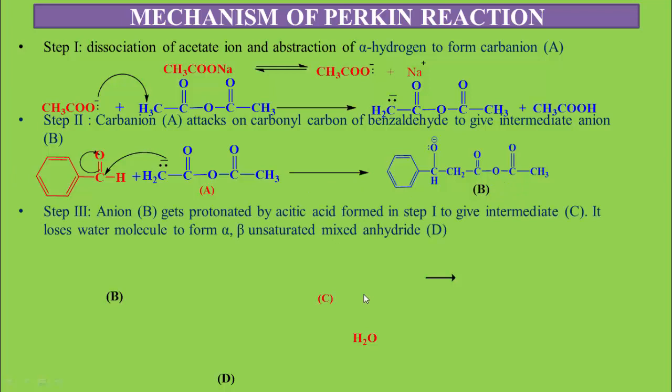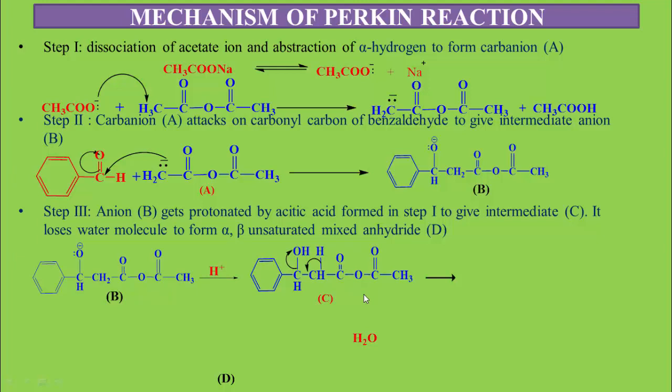Then step three: anion B gets protonated by the acetic acid formed in step 1 to give the intermediate C. It loses a water molecule to form the alpha beta unsaturated mixed anhydride D. Suppose this is the B. B, on protonation, produces the C.